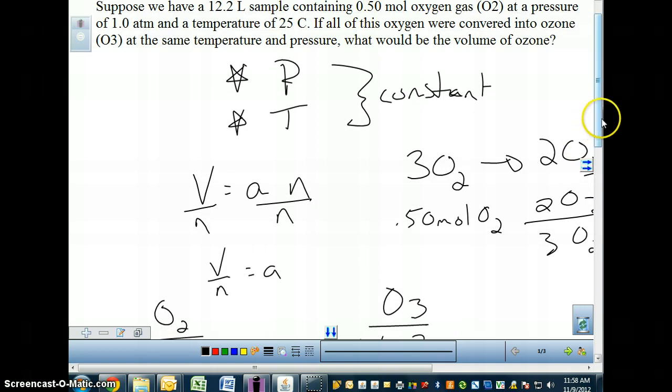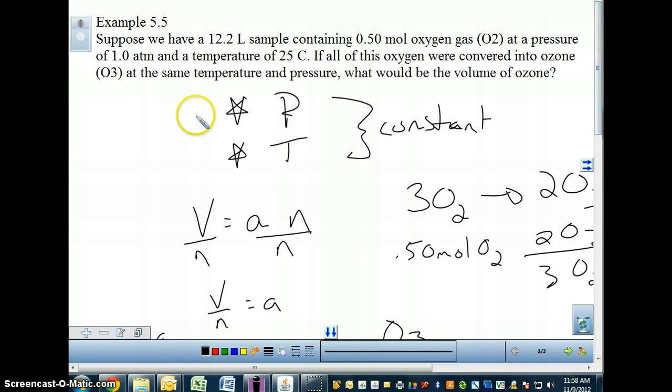Now, Avogadro's law, when compared with Charles' law and Boyle's law, is relatively infrequently used. We hardly ever see it, and the reason we hardly ever see it is because there are very few examples where we can just flip from one number of moles to another number of moles. There has to be an actual reaction.